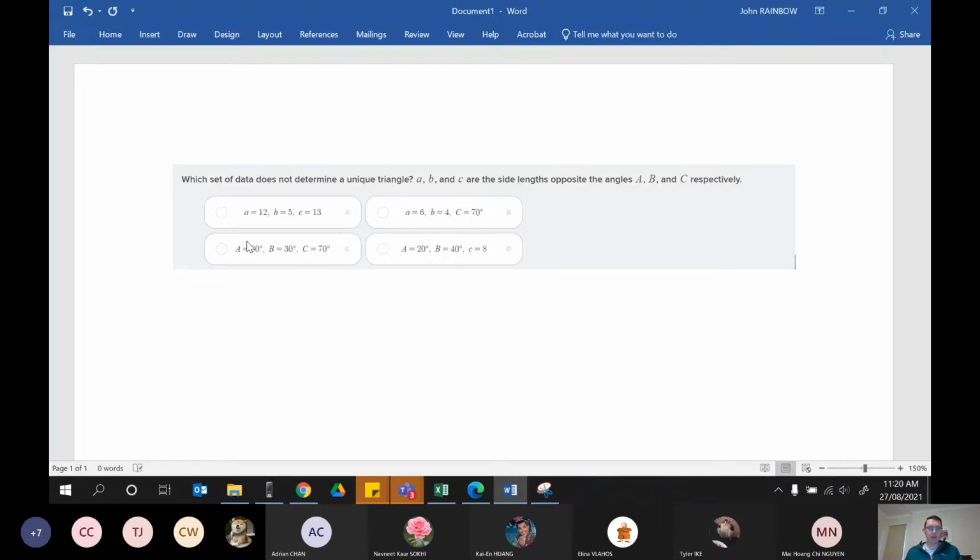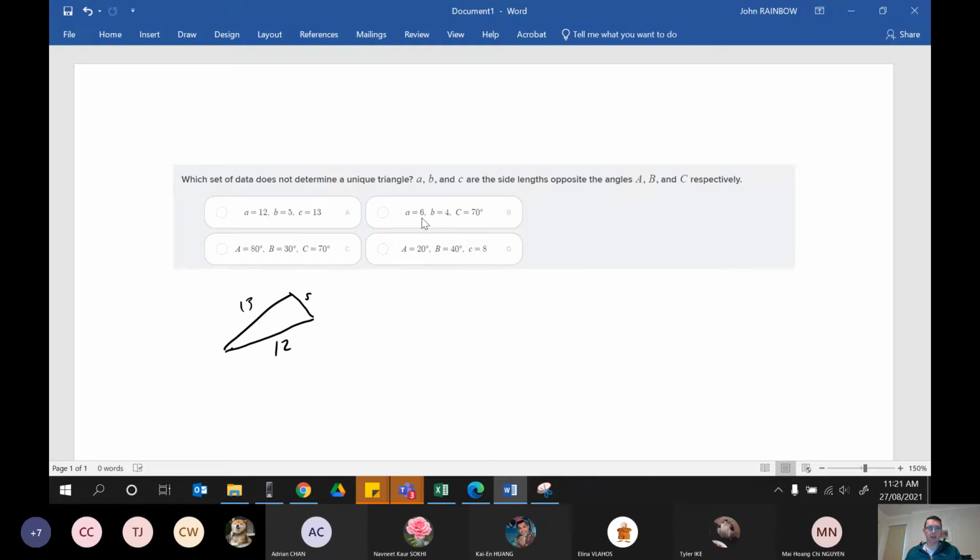So if we look at ABC, I can have A as 12, 13. Well, let's do C as 13. This could be 12 and this could be 5. Now that's going to be unique because it has to be fixed. Like that can only be 5, that can only be 12.